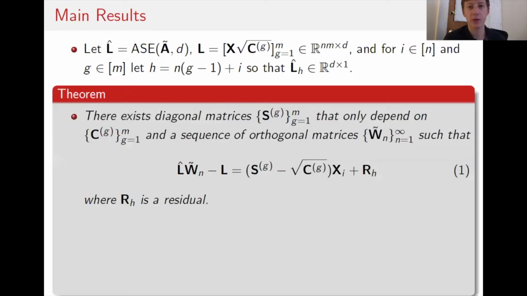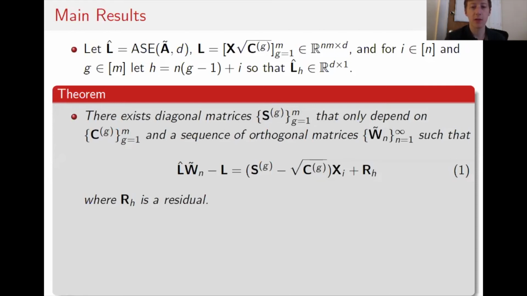So with that notation, we're able to state our first main theorem. And this establishes that L hat is a biased estimator for L. So there exists a sequence of diagonal matrices, these S sub g's, and they're only dependent on C. In fact, it's a one-to-one mapping from these weighting matrices to these S matrices, and a sequence of orthogonal matrices such that when you rotate L hat and you subtract off L, it admits the following decomposition.